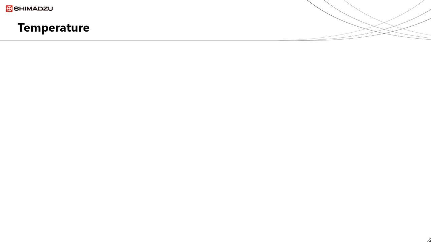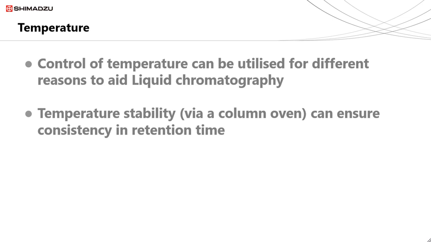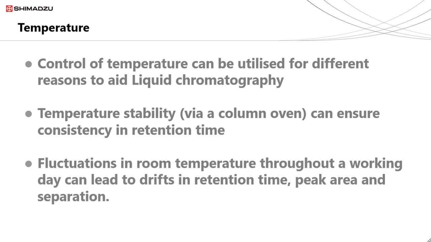We can also affect the separation by controlling temperature, our third effect. There are several reasons for controlling the temperature. Using a column oven ensures that the whole column is at a constant maintained temperature. This prevents any laboratory temperature fluctuations throughout the day causing any deviations within our chromatograms.